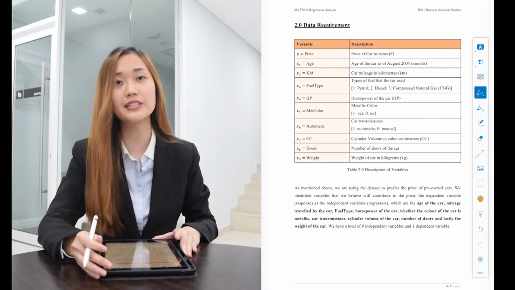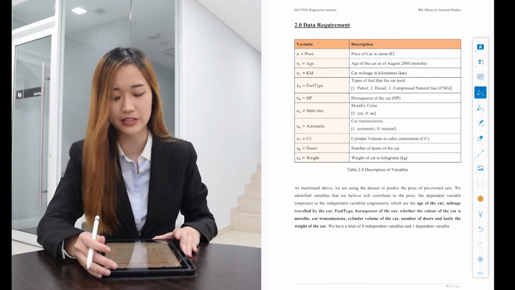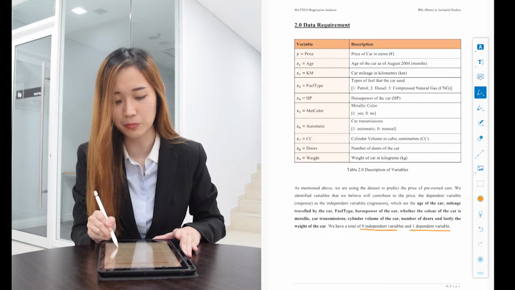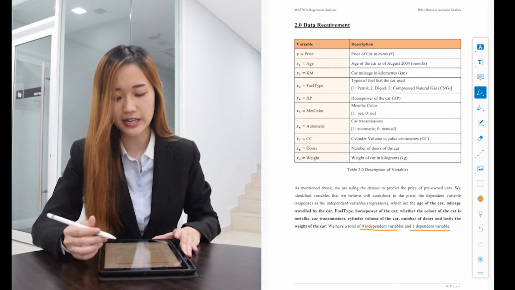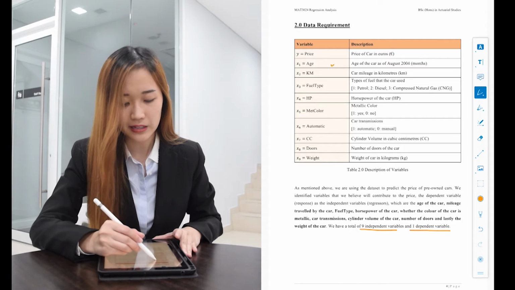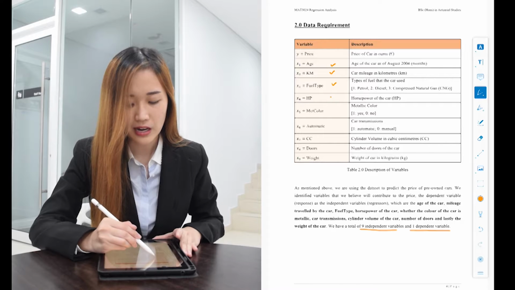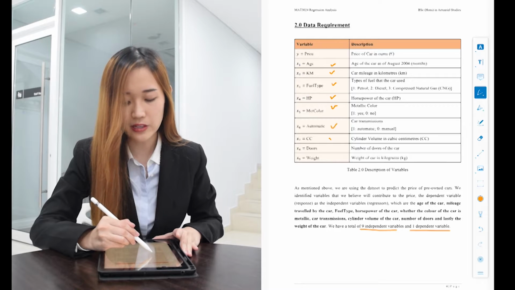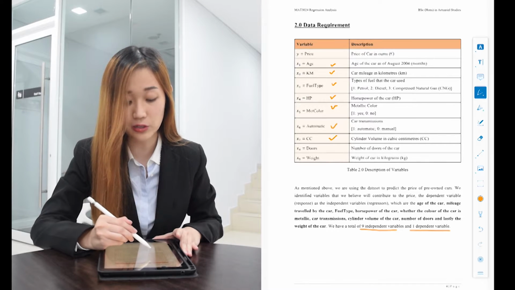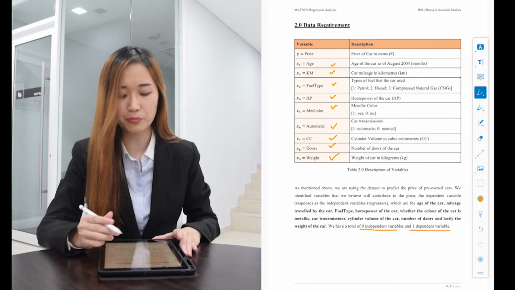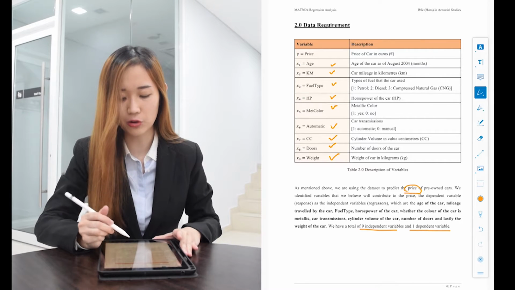So as mentioned above, we are using the data set to predict the price of pre-owned cars. We have a total of 9 independent variables and 1 dependent variable. The 9 independent variables consist of age of car, the car mileage in kilometers, type of fuel that the car uses, horsepower of the car, whether the car is metallic color or not, car transmission, cylinder volume in cubic centimeters, which is denoted in cc, number of doors of the car, and the last one is the weight of the car in kilograms. The dependent variable would be the price of the Toyota Corolla.